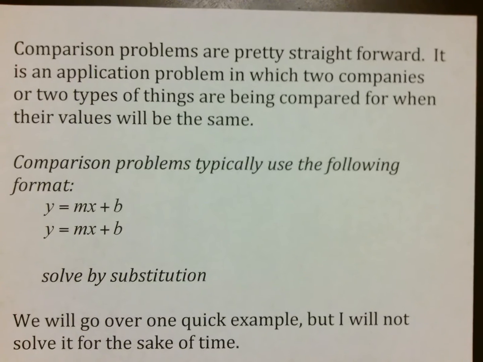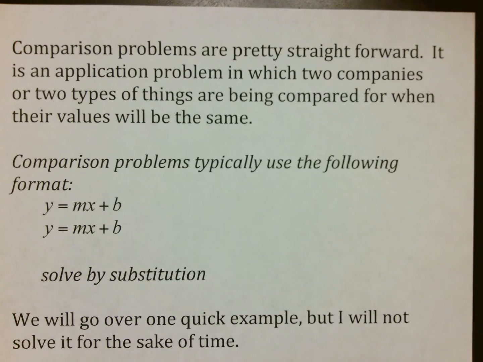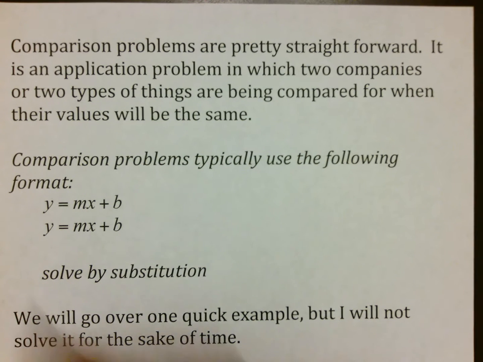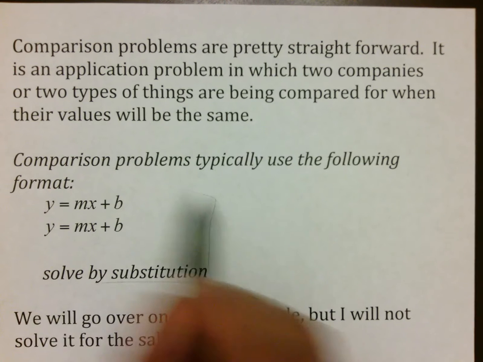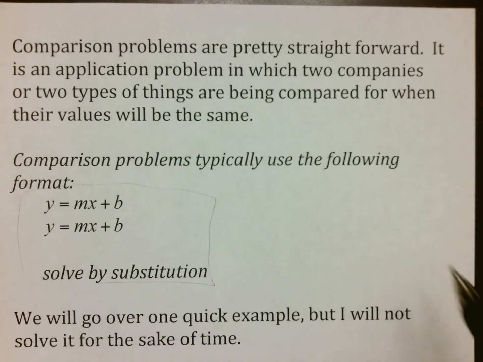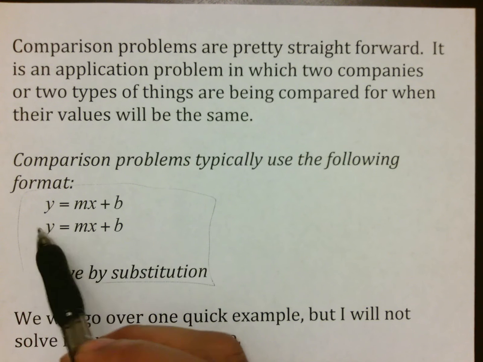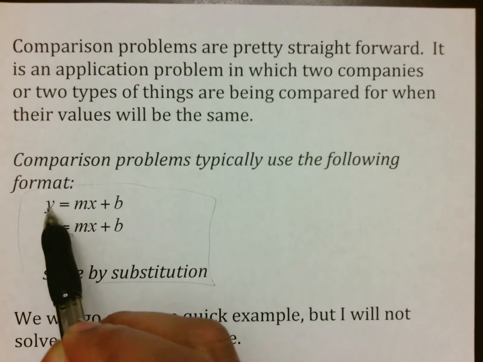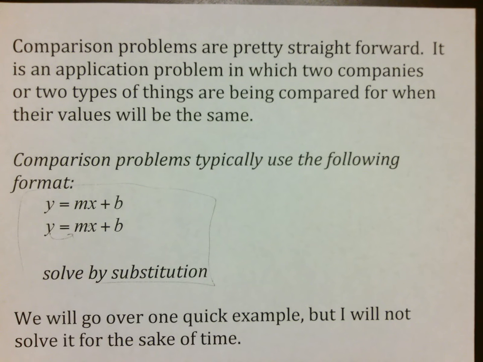As I just stated, comparison problems are pretty straightforward. It's whenever you take two companies or two types of things and figure out when they're going to be the same. They typically have the format of both of them being in slope-intercept form, y equals mx plus b, y equals mx plus b. And of course you would solve by substitution. Again, this is all in your notes here, so make sure you get all that stuff down. But also remember when you solve this, because y is equal to mx plus b, that you simply take this portion, put it up there, and solve it.